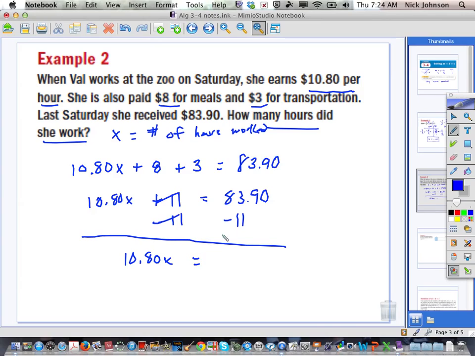10.80x is equal to, and remember these are decimal points, it's $11, so that still is 90 cents. 3 minus 1 is 2. 8 minus 1 is 7. Okay? The inverse of multiplying by $10.80 is dividing by $10.80. So I divide here.